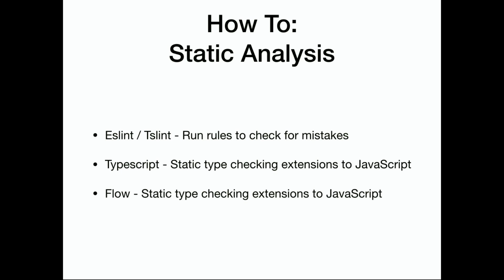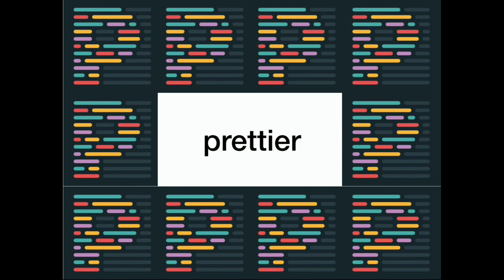What neither of these things are for, what none of these things are for, is checking that your code is formatted correctly, checking for white space. Don't use these tools for that. If you're using these tools for that, that is a mistake. If you want something for that, use Prettier. Prettier is awesome. Everyone should be using Prettier as soon as possible.